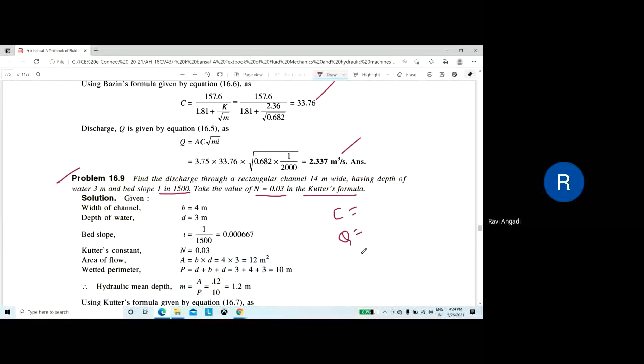Find the discharge through a rectangular channel 14 meter wide, having a depth of water 3 meter and bed slope is 1 in 1500. Take the value of n is equal to 0.03 in the Cutter's formula and tell me the answer, all of you. The problem is visible to you all. Is it clear? You all can see the sentence.